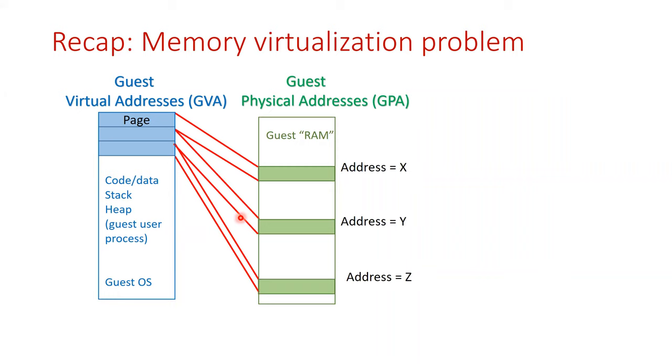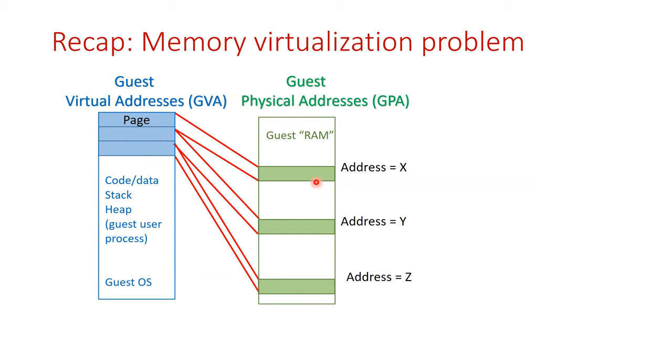So the guest thinks it has a certain contiguous range of addresses, some RAM, what it thinks is its RAM. This is the guest physical address space. The page table of every process maps the pages in the virtual address space to frames in the physical address space of the guest, right? The guest page table captures these mappings from the virtual address space of the guest to the physical address space of the guest.